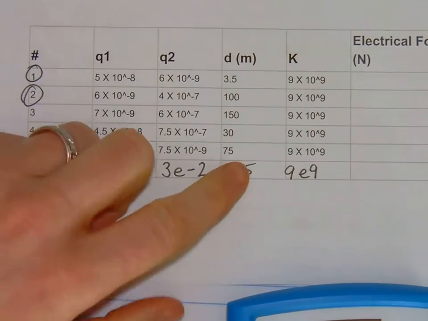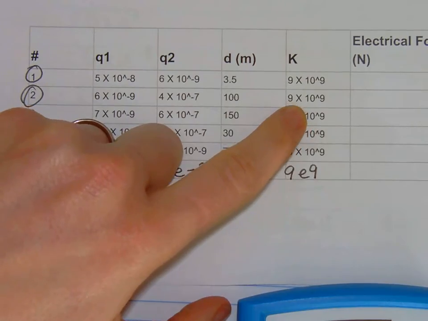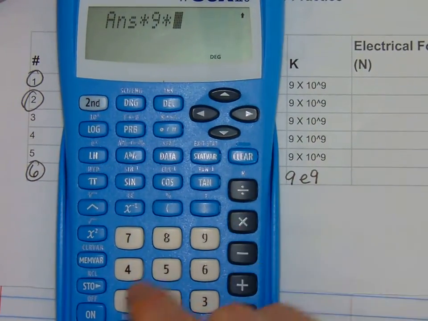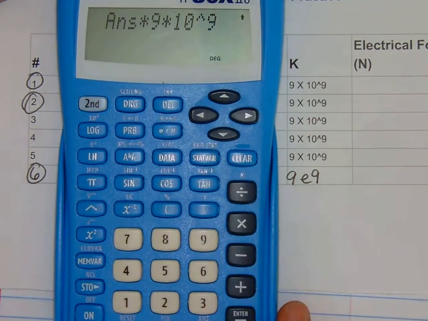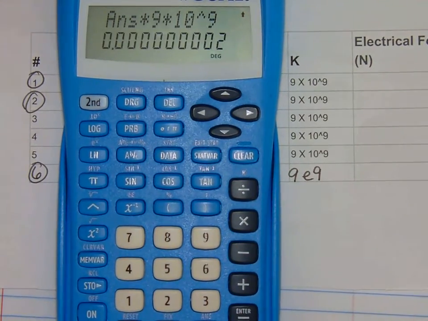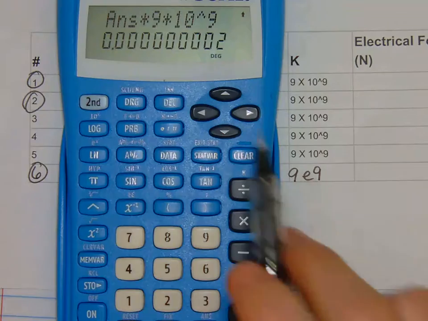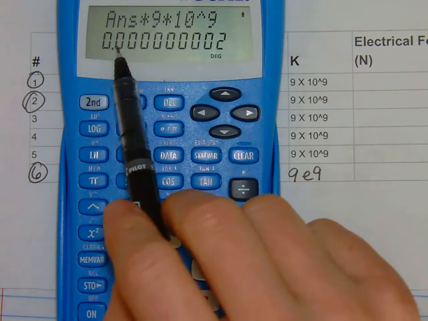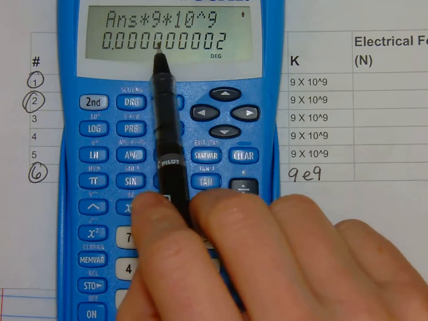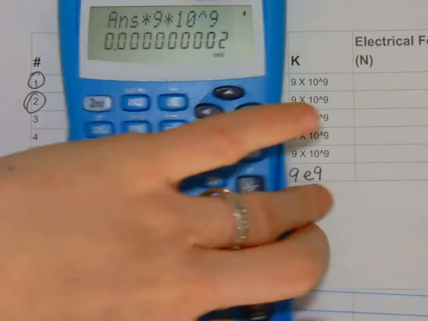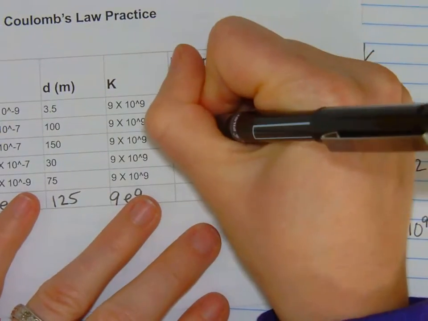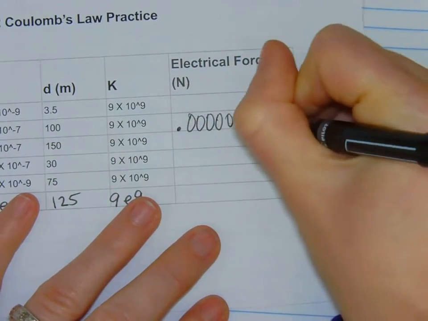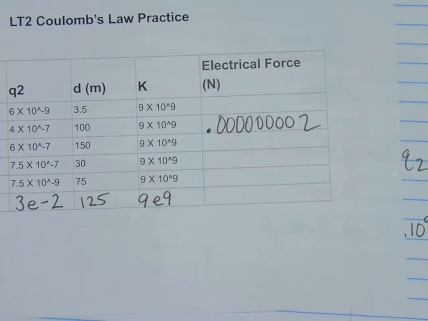Our third step is to always multiply by k. So multiplied by 9 times 10^9. And we get that. That is the correct answer. I would just type it into Moodle exactly as is, ignoring the one to the left. It doesn't matter. 1, 2, 3, 4, 5, 6, 7, 8. 8 zeros and a 2. So you would type in a decimal, then 1, 2, 3, 4, 5, 6, 7, 8, 2.